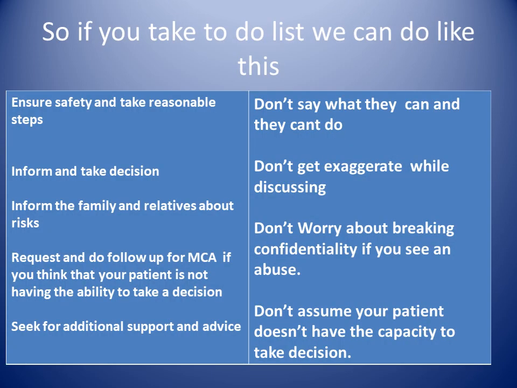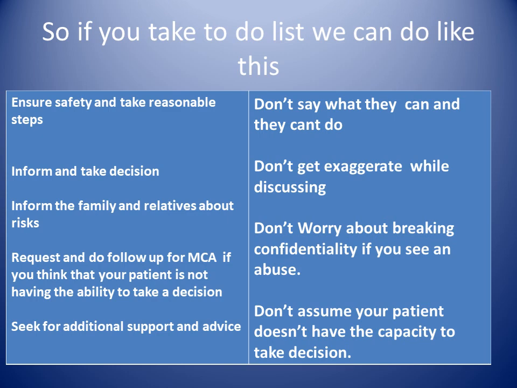Here you can see some do and don't list. If you do like this, it will be good, and at the same time you don't do this kind of things. There are two columns you can see. In the do column, I just want to say these things: ensure safety and take reasonable steps, inform and take decisions, inform the family and relatives about the request, and do follow up for MCA, that means mental capacity assessment.